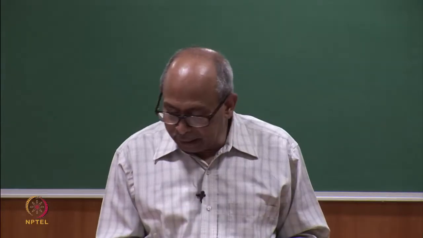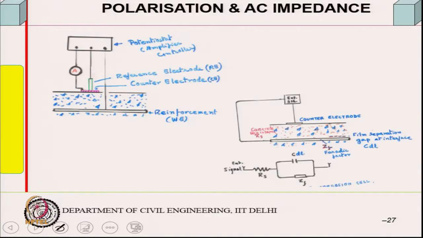Now, the capacitance, I said that the equivalent circuit was something like this, a simple equivalent circuit. So, you have a capacitance and a resistance of the concrete. You send the signal, and the impedance of this would change with frequency. What is impedance?